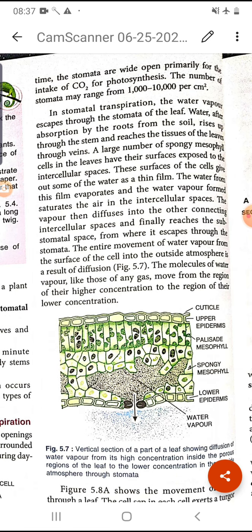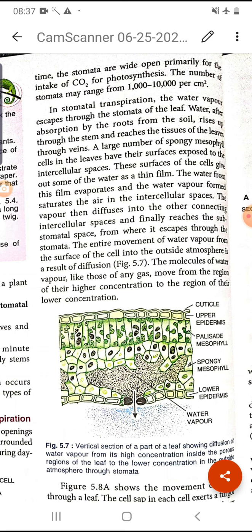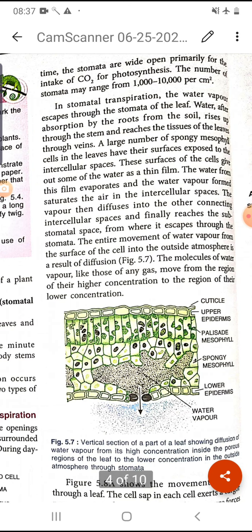So in stomatal transpiration, how will water come out from this opening? In stomatal transpiration, the water vapor escapes through the stomata of the leaves. We know that water is absorbed by the roots from the soil. After absorption, it rises up through the stem and at last reaches the tissues of the leaves. You already know that from the absorption chapter.